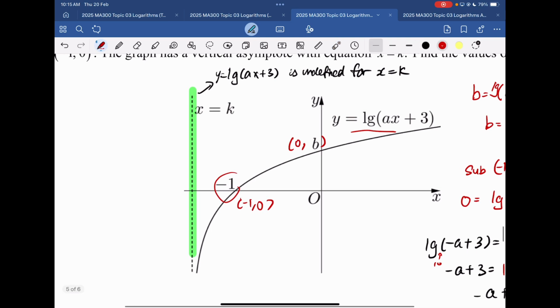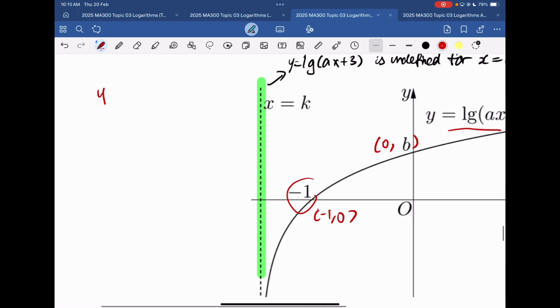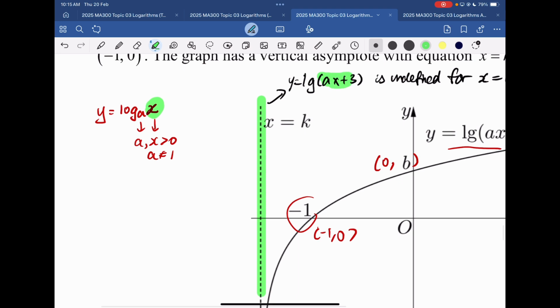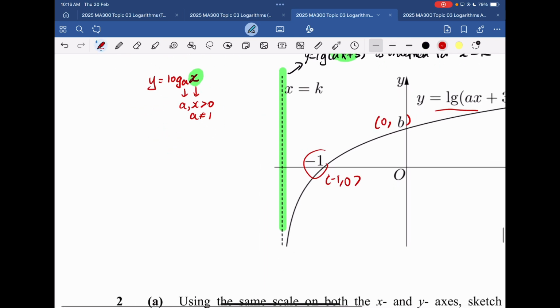When you look at the log function, y equals log ax, remember what's the constraint on a and x? a and x must be bigger than 0, and a cannot be 1. So the function of the x here is the same as the function of ax plus 3 here. The ax plus 3 cannot be 0. This is the line where ax plus 3 is equal to 0.